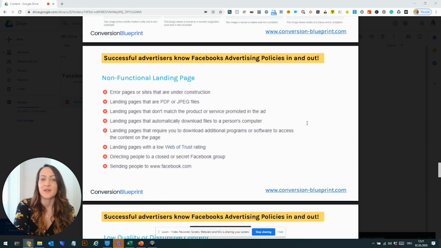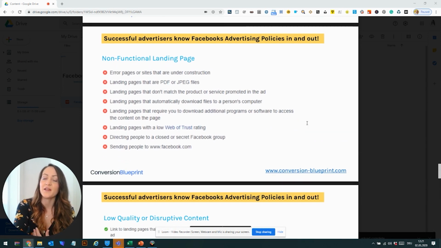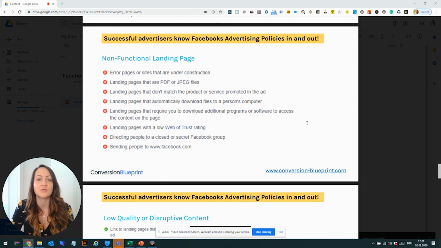Successful advertisers should also have their landing page experience under control. So they should have a good landing page experience. And against Facebook's ad policy are non-functional landing pages. So pages that give you an error when you enter the site or that are under construction. Then if your page only consists of a PDF or a JPEG file, this is also against Facebook's ad policy. Low quality experience, if it gets approved, it's expensive.